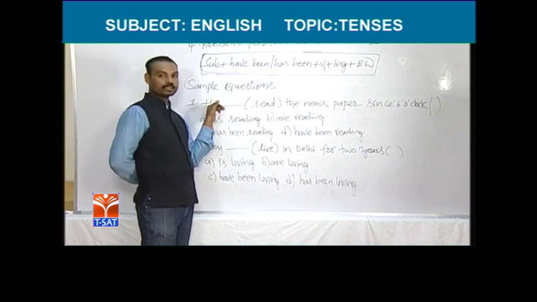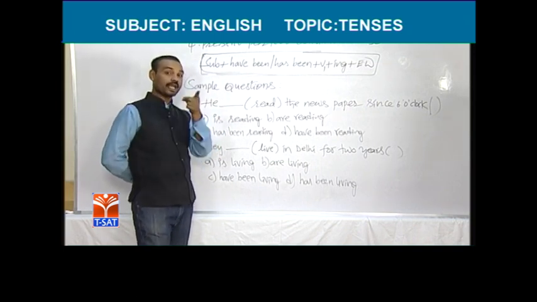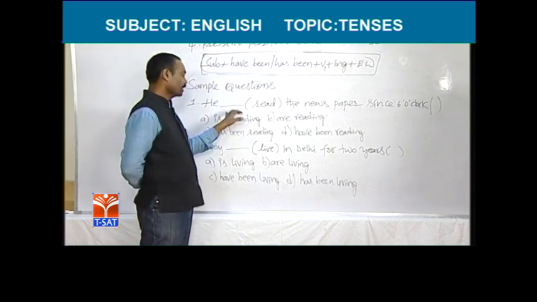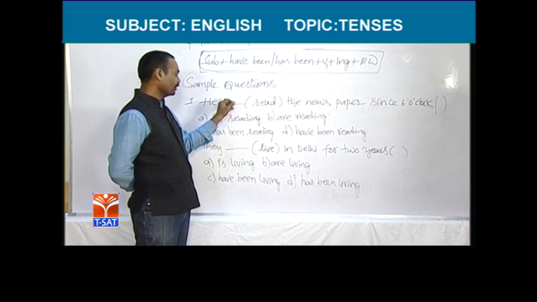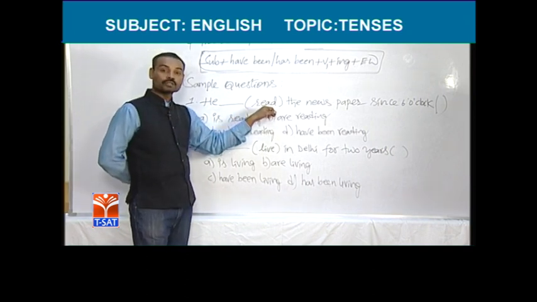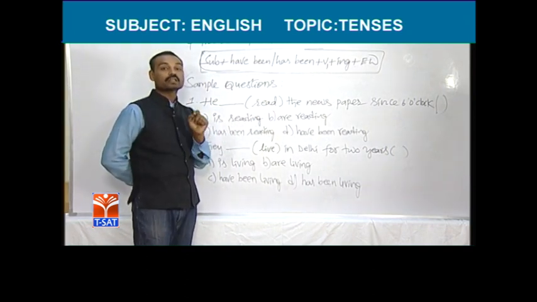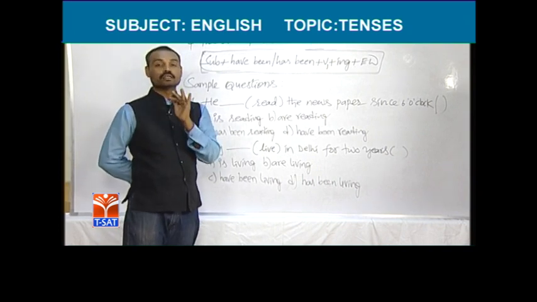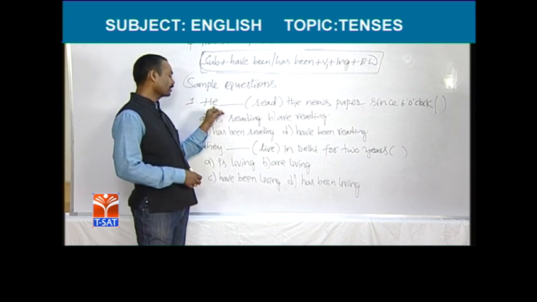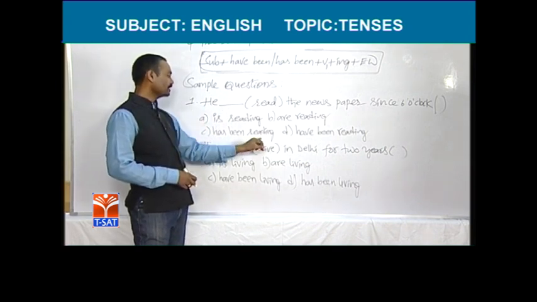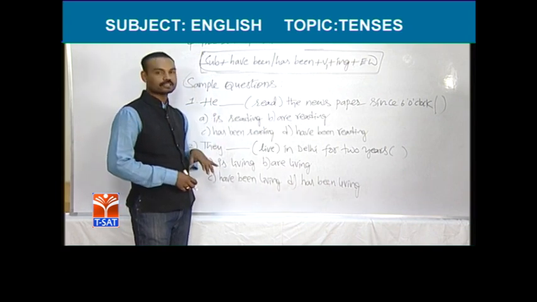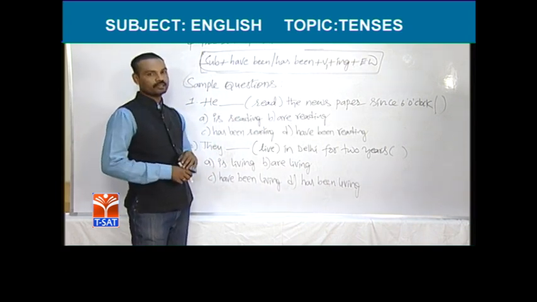So for he, should we take have been or has been? Has been. Yes, you are right. Has been should be taken here. Then we should add the ing form to the main verb. So read is there. We should add the ing form, reading. So has been reading. So here the answer is has been reading. He has been reading the newspaper since 6 o'clock. This is the first question.